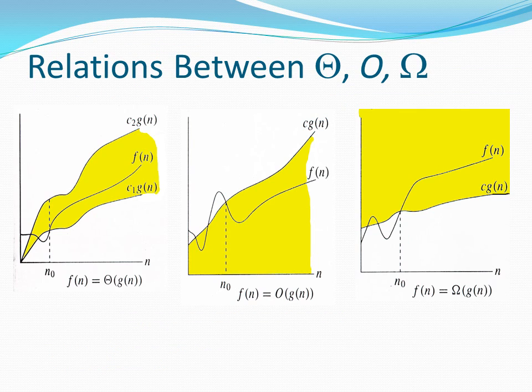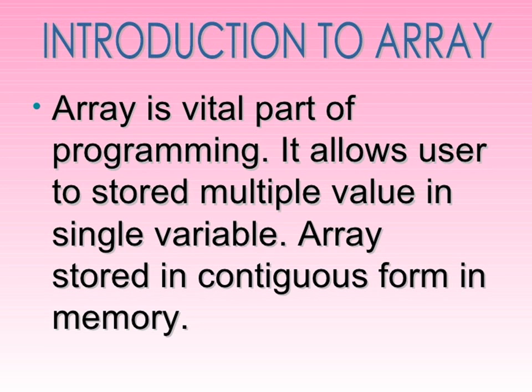Next we can go to the relationship between all these three notations. The first graph represents average time complexity, the second graph represents upper bound, that is big O notation, and the third graph represents lower bound, that is omega notation. Upper bound means maximum amount of time, lower bound means minimum amount of time. So this is the entire demonstration regarding asymptotic notation.